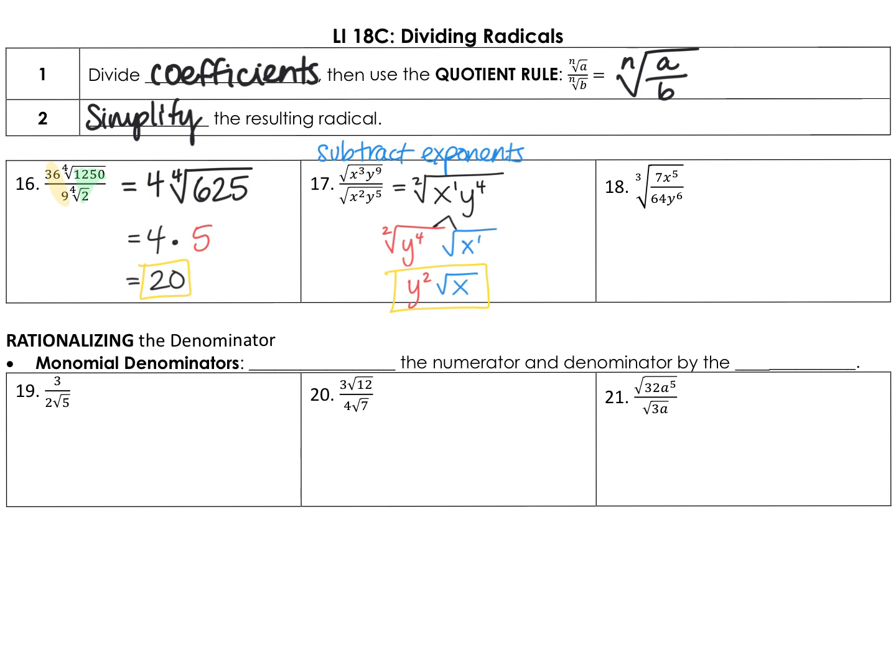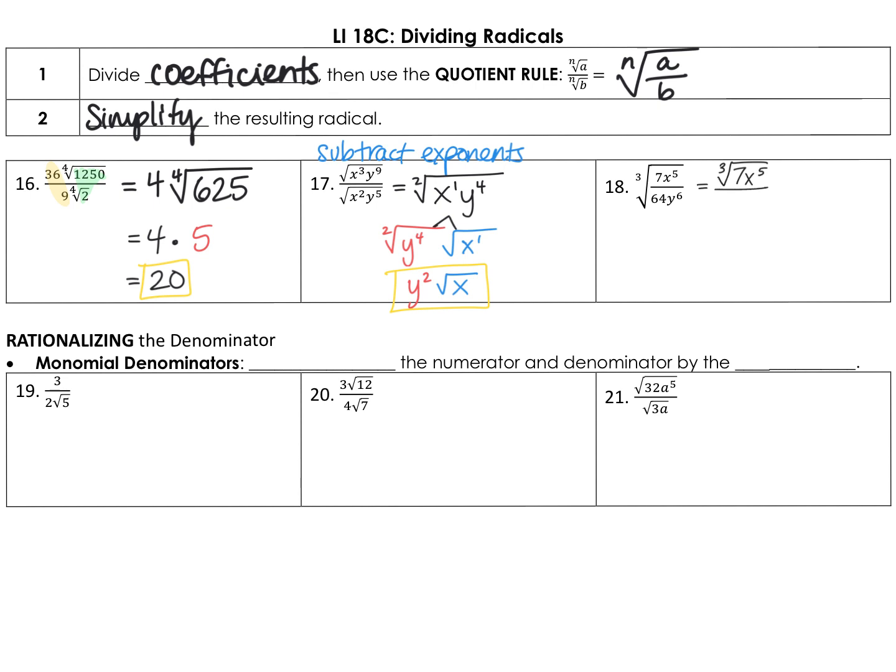Okay, this next one looks like it's going to be terrible. Because 7 does not divide evenly by 64, no matter how you try to look at that. You also have different bases. So you cannot subtract the 5 minus the 6. It's not going to help you. But look at your perfect chart. What do you notice about 64? It's a perfect. We're not going to be that mean to you, okay?